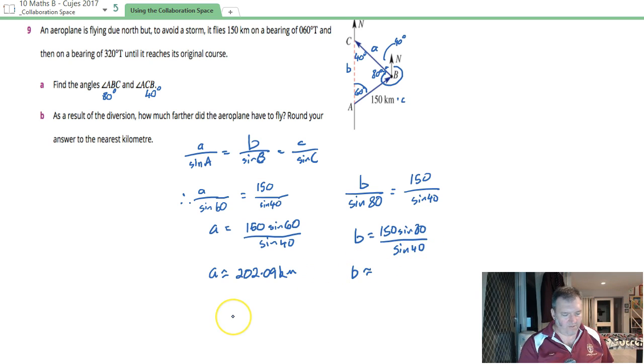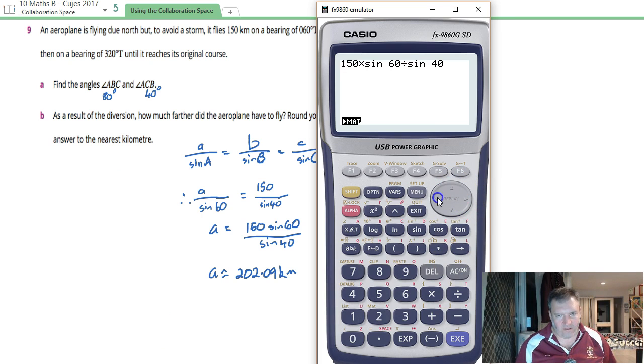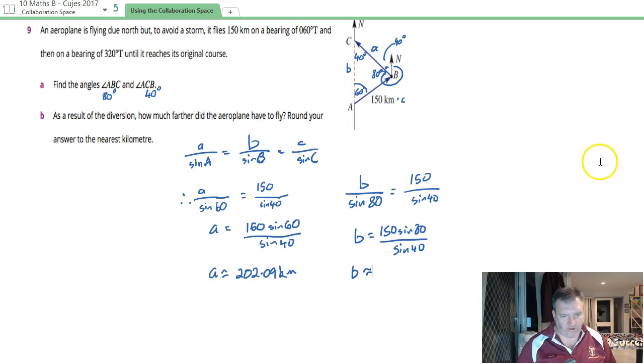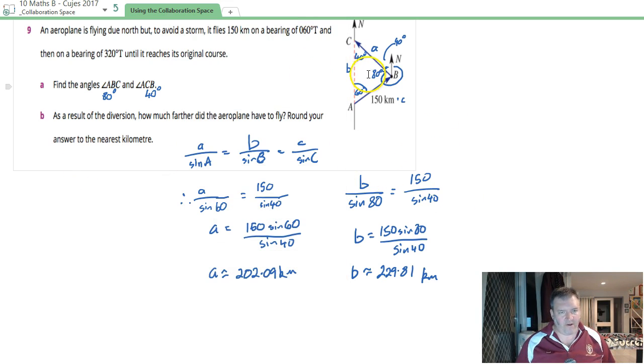150 sine 80 divided by sine 40. B is approximately equal to, 229.81 is approximately the value there. 229.81 kilometres would be the other side length. Yep, that seems reasonable. So what do we go ahead now and find out the difference in distances?